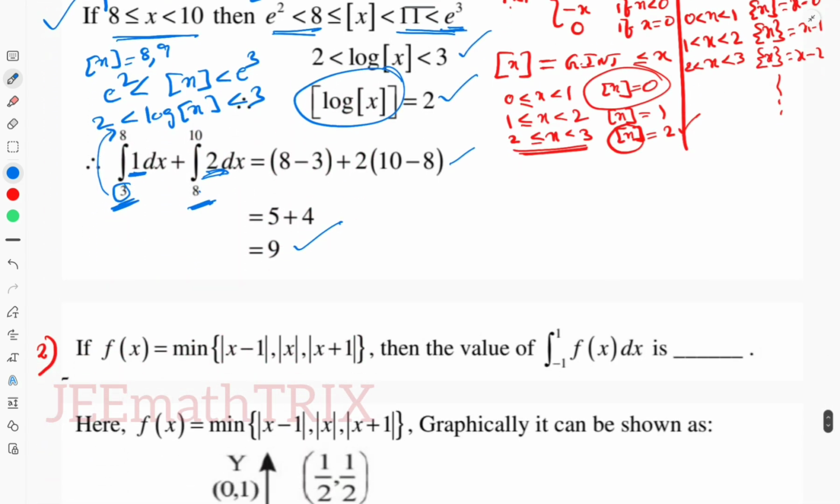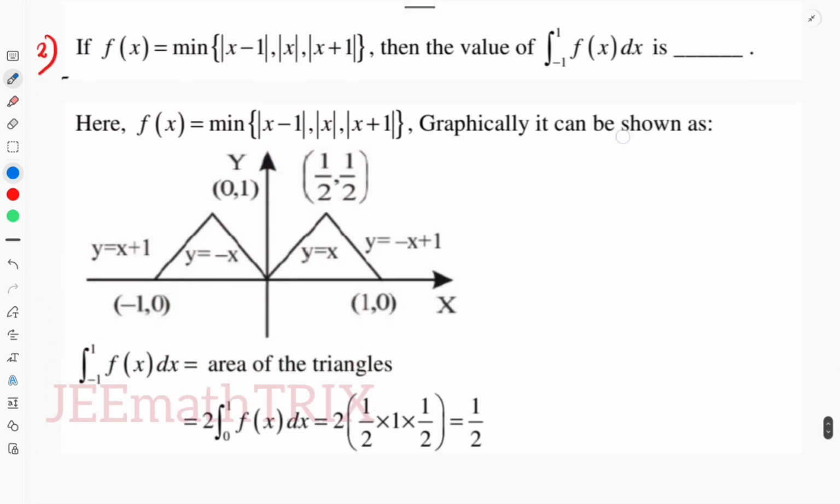So here let's look into one more question based on the absolute value of x. The question here is that f of x is a function which is the minimum value of three functions: mod x, mod x minus 1, and mod x plus 1. Then the value of the integral from minus 1 to 1 of f of x dx is how much?